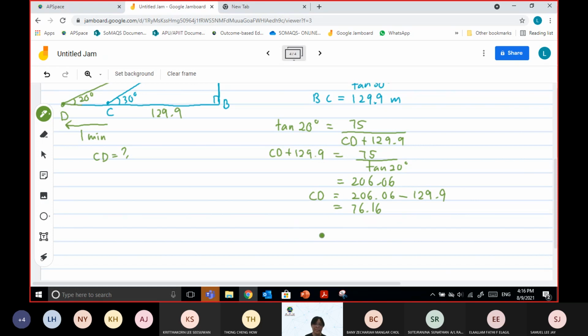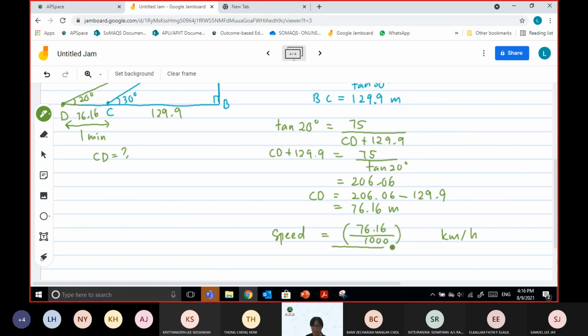Okay, I get the distance, 76.16. So the next is to get the speed. The speed is the distance divided by the 1 minute, but they require km per hour, right? So what is the unit of the distance here? It is in meter. So the distance from here to here, 76.16, you need to divide it by 1,000.